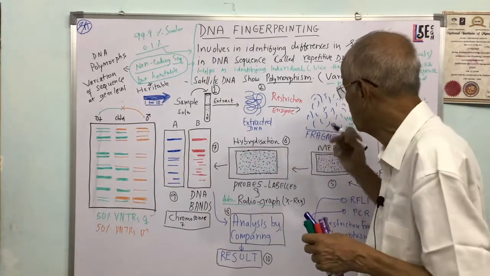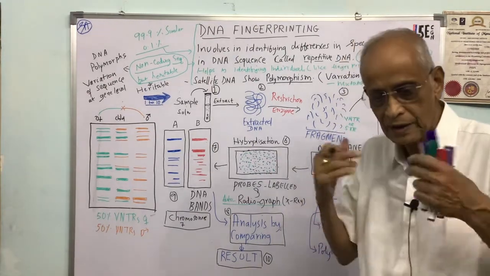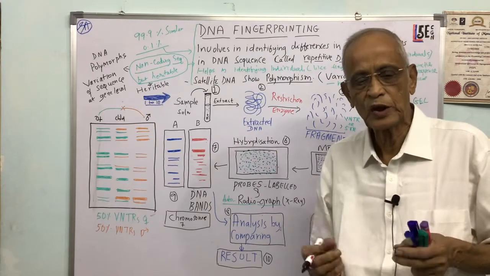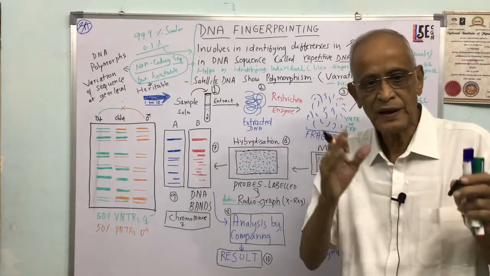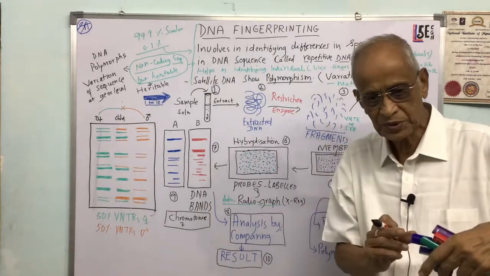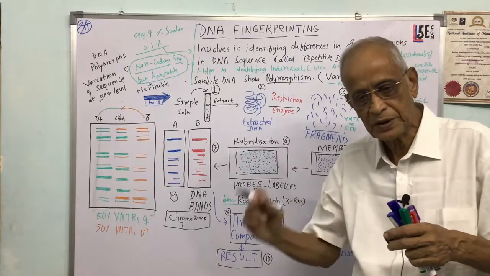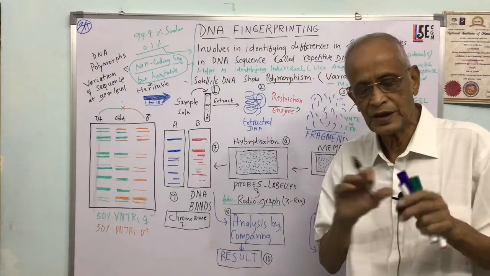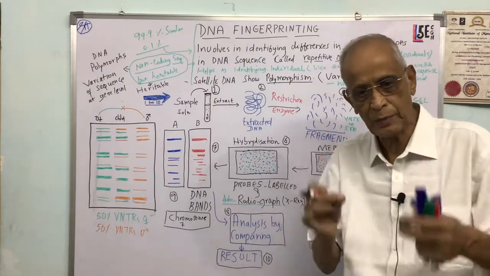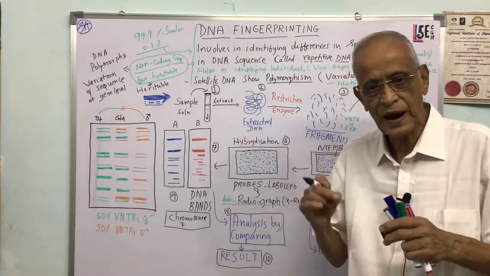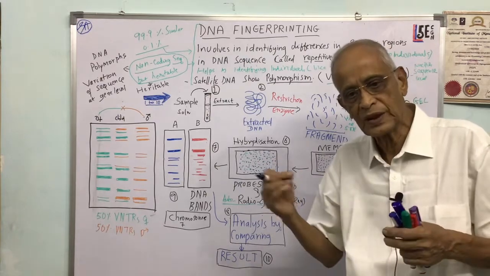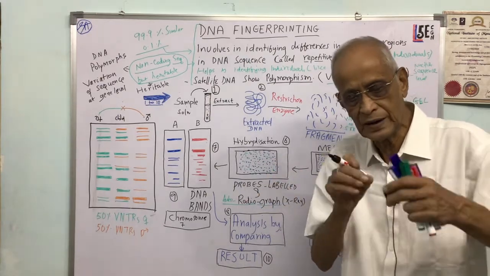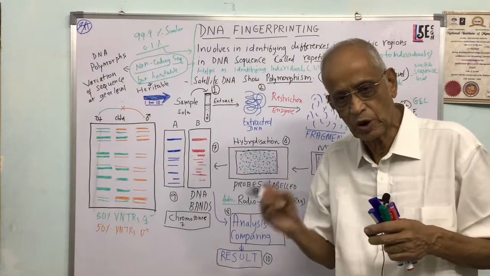Variable number tandem repeats means there will be more than 10 nucleotides repeating themselves. It may be 10, 12, 13, 14, like that. There is no constancy in the number of nucleotides that will be repeated, and such repeats will number more than 500 in a DNA segment. So that will be taken.